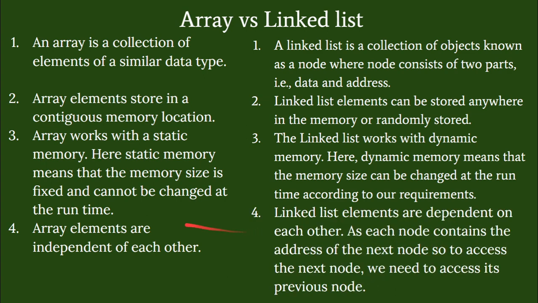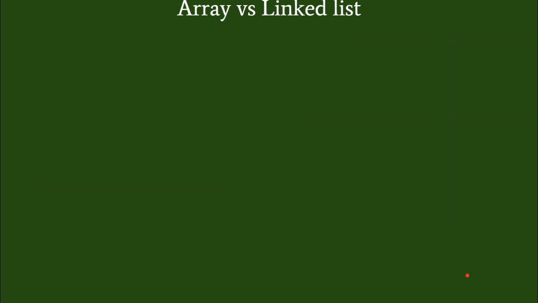The fourth difference is array elements are independent of each other, whereas the linked list elements are dependent on each other. Why is it dependent? Because we are always following the next node from the previous node. So every node contains the address of the next node. Then only we can follow the next node. So successive nodes can be reached only through the address in the previous node. So they are dependent on each other. Now the differences continue.